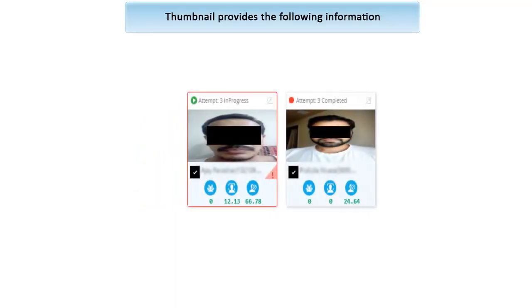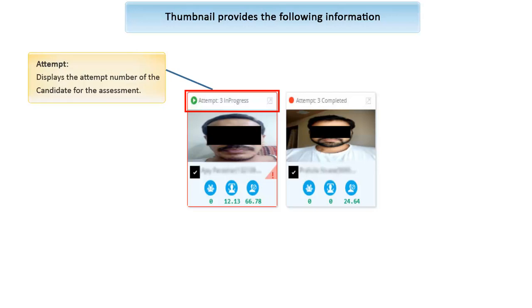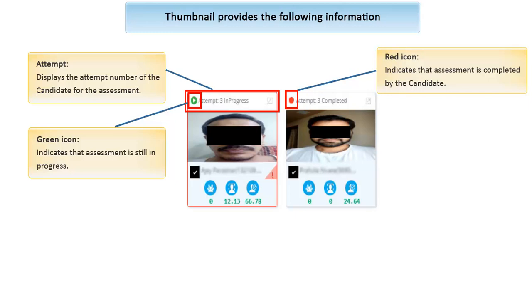The thumbnail provides the following information. Attempt: it displays the attempt number of the candidate for the assessment. Green icon: it indicates that the assessment is still in progress. Red icon: it indicates that the assessment is completed by the candidate.